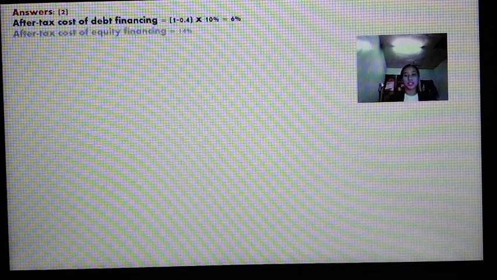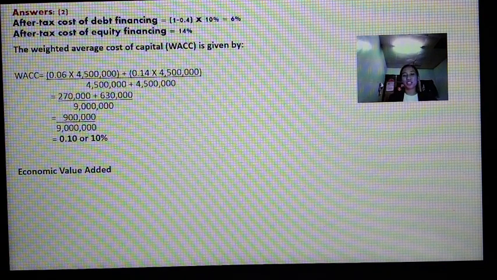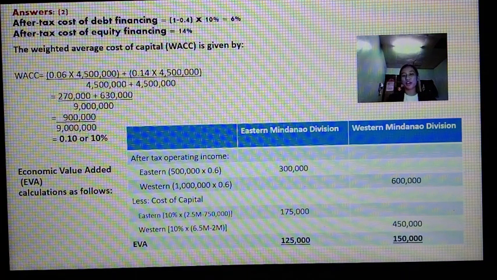Now we will answer required number 2. The after-tax cost of debt financing is 6%, and the after-tax cost of equity financing is 14%. First, we will calculate the weighted average cost of capital: 4,500,000 multiplied by 6% plus 4,500,000 multiplied by 14%, then divided by 4,500,000 plus 4,500,000. This 4,500,000 is the equity and the debt financing. So 270,000 plus 630,000 divided by 9 million, so 900,000 divided by 9 million equals 10%.